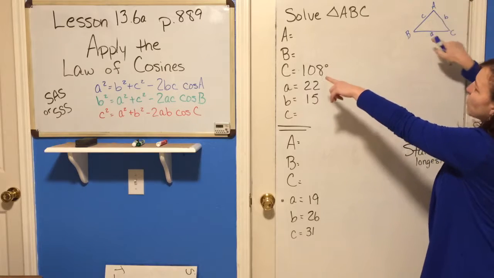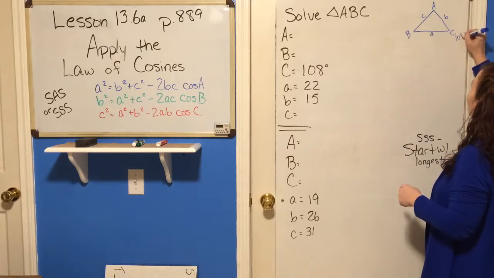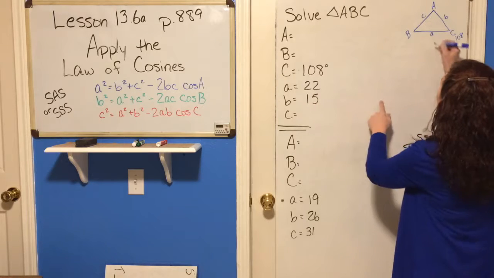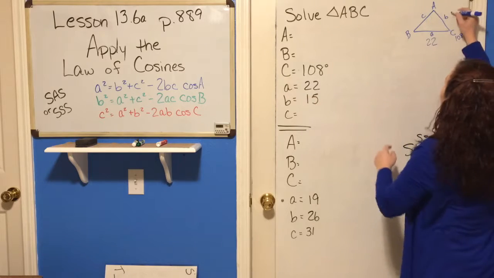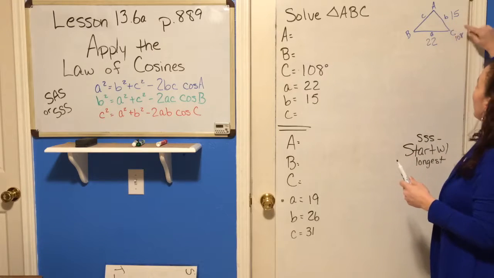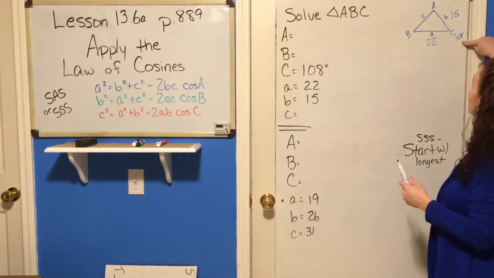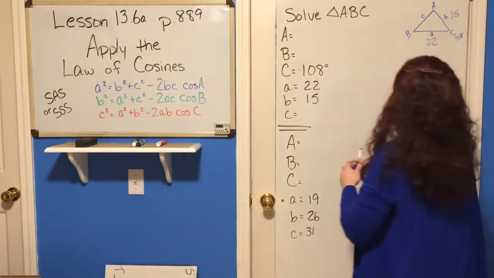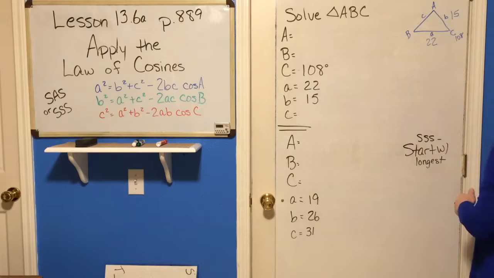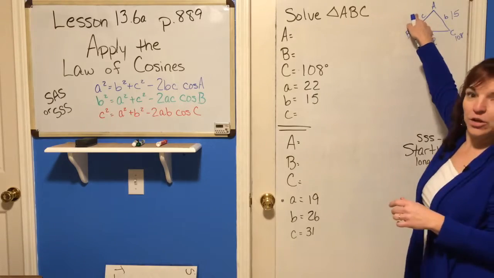So you don't know A or B. You know C is 108. And I'm writing really little so you probably can't see, huh? And a is 22. And b is 15. So you do have two sides and the angle in between those two sides. All right, so what we're going to do first, we're going to find this third side first.